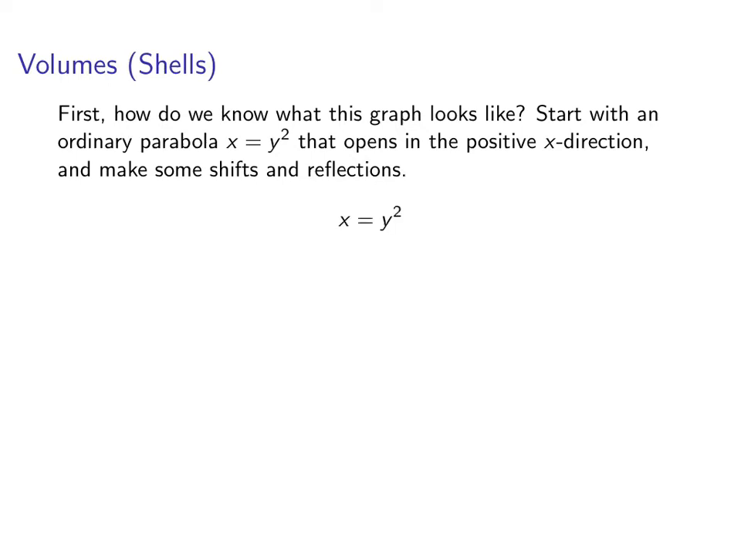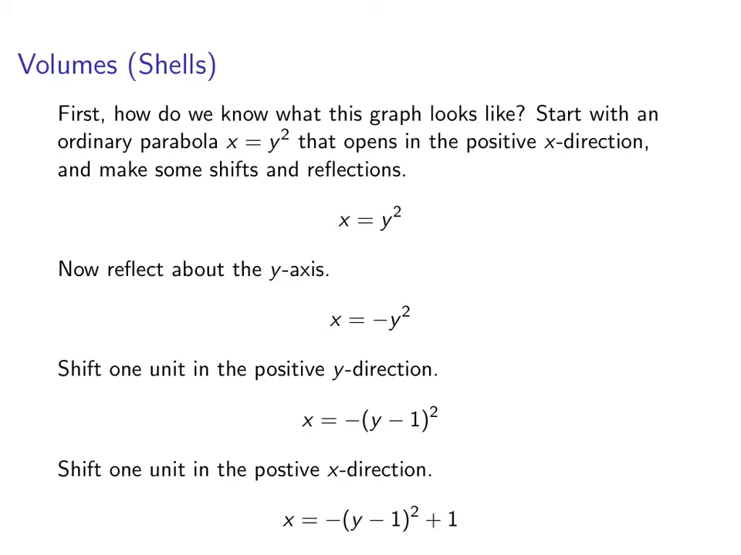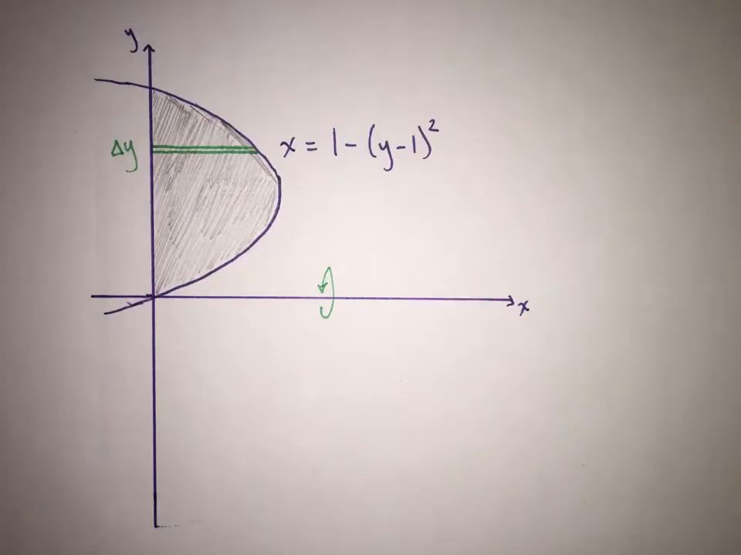But it's really still an ordinary parabola. So we start with that ordinary parabola and reflect about the y-axis. That's going to give us x equals minus y squared. Then we're going to shift 1 unit in the positive y direction. If we do that, then we have to replace the y with a y minus 1. And then we're going to shift 1 unit in the positive x direction. So we'll tack on a plus 1. All right, so let's take a look at the picture. So we've reflected about the y-axis, and then we've shifted 1 unit to the right and 1 unit up.